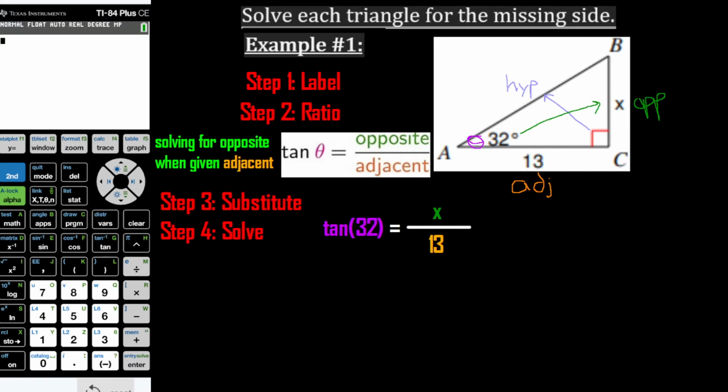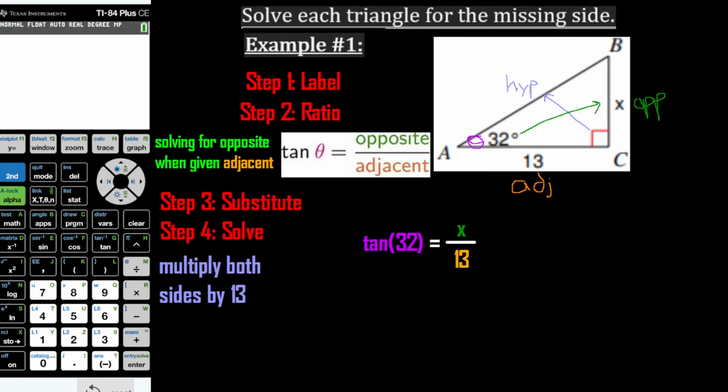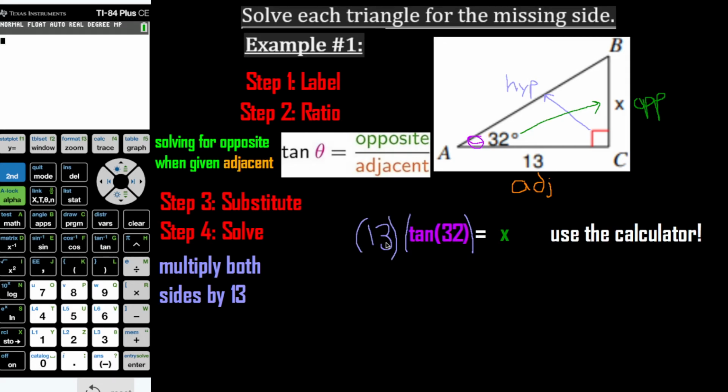So that's going to be that fourth step, solve for x. We're trying to get x by itself. So what I want to do is multiply both sides by 13, because that gets rid of the 13 in the denominator. And so we're going to have 13 times tan of 32 equal to x, and we can use the calculator to solve for that.